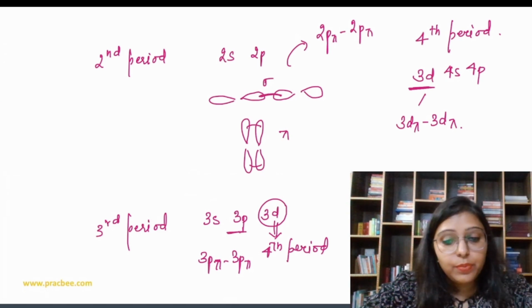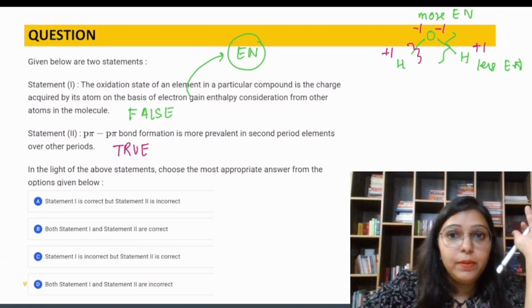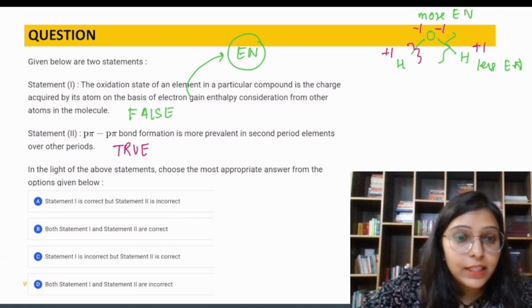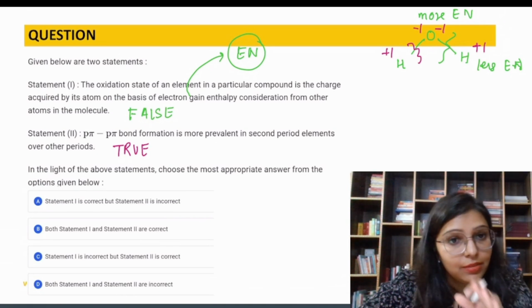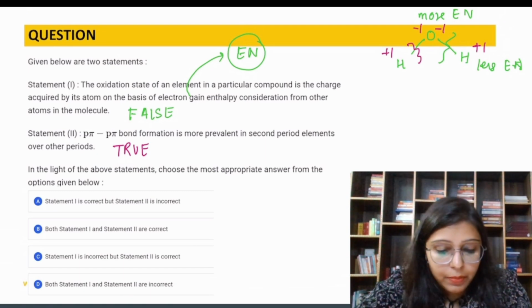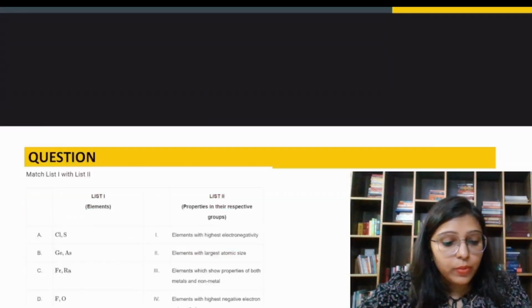So from this we can draw the conclusion that it is more prevalent in the second period, and down the group p-pi bond formation tendency is going to decrease. It doesn't mean that it is not going to happen. It means it decreases. So statement 1 is incorrect, but statement 2 is correct. So option C is going to be the correct answer. Okay. Now let's do the next question.